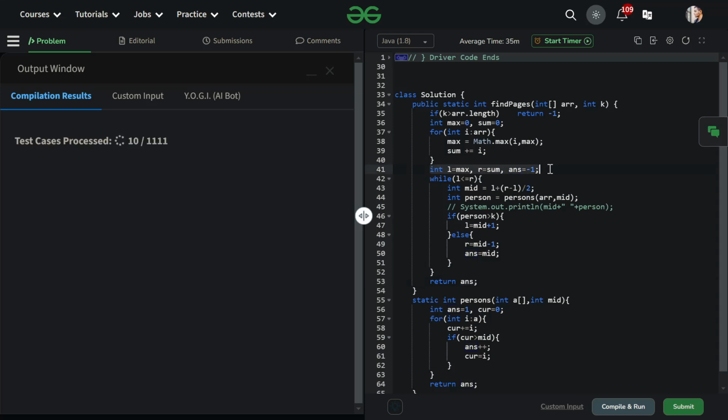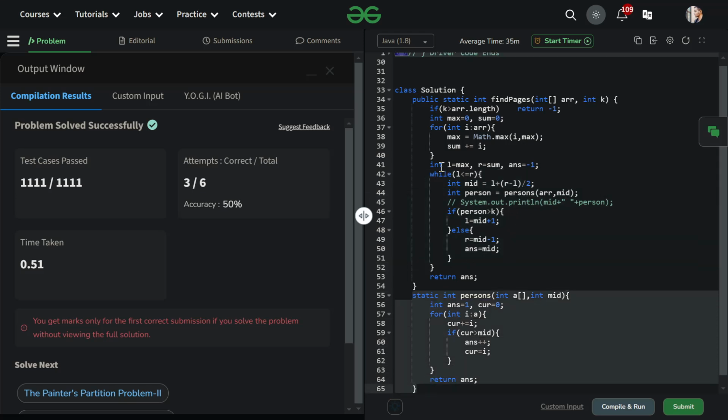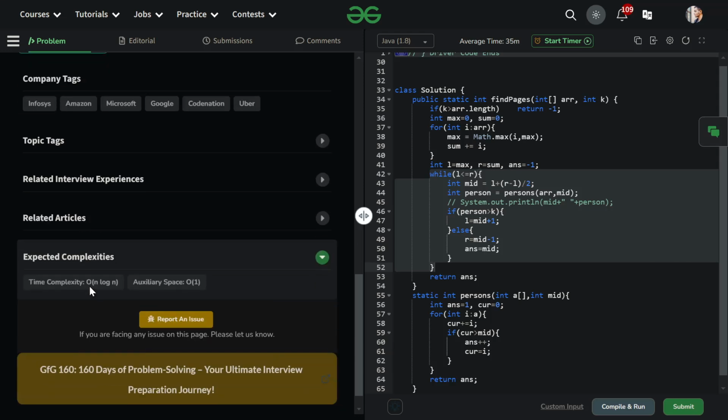We got binary search, and before that we got n, but the binary search and the persons function is more than this for loop. So now let's talk about the higher bound. Binary search will take log n, but in this case n is our summation. So log of summation, and inside of this we have this function. This function will take n. So the time complexity is n log summation, and space is constant. Although this is not the expected time complexity, we have solved this question.